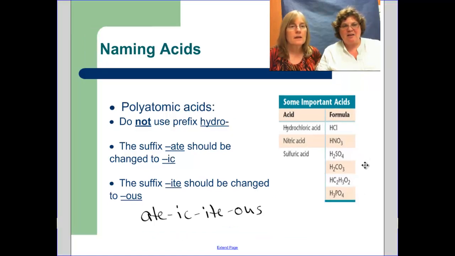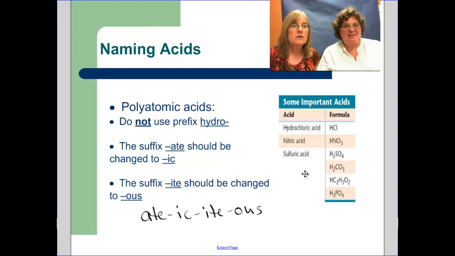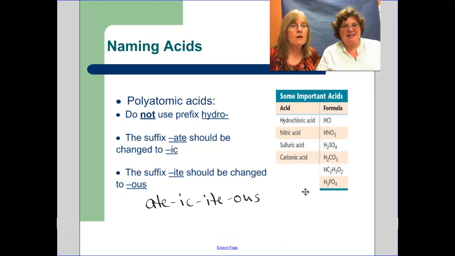Now our next one here, CO3. If I look on my little cheat sheet again, I find CO3 is called carbonate. ATE turns to ic. So carbonic. We call it carbonic acid. That's one of those in Coke. So we've got some carbonic acid in Coca-Cola. Wow. Interesting. Now our next one here.